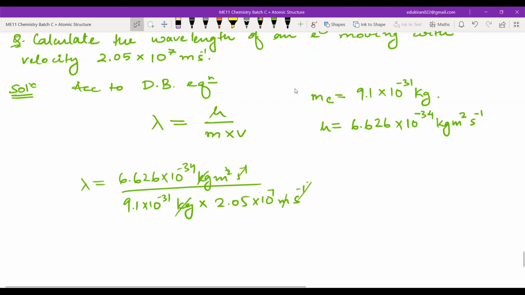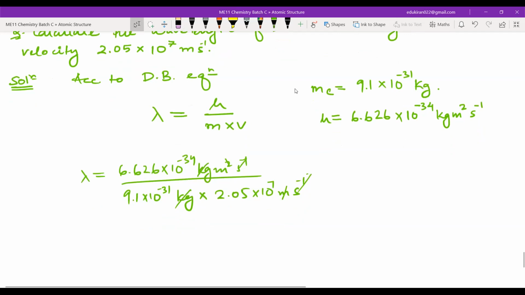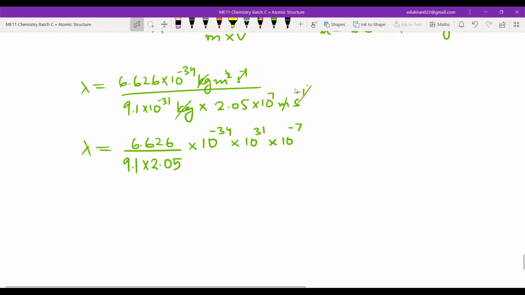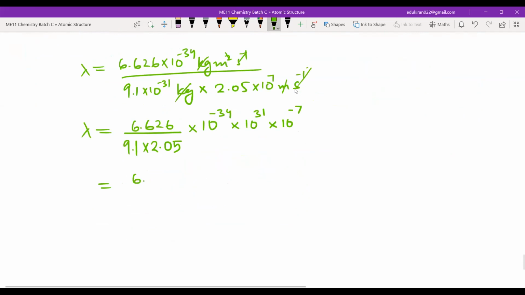Now the next thing that we will do is separate the exponents and the numbers. So you will have 6.626 divided by 9.1 into 2.05, then multiplied by 10 to the power minus 34 into minus 31 will go above, and this will be 10 to the power 31, into 10 to the power minus 7. Now this will be equal to 6.626 divided by 9.1 into 2.05 into 10 to the power how much?